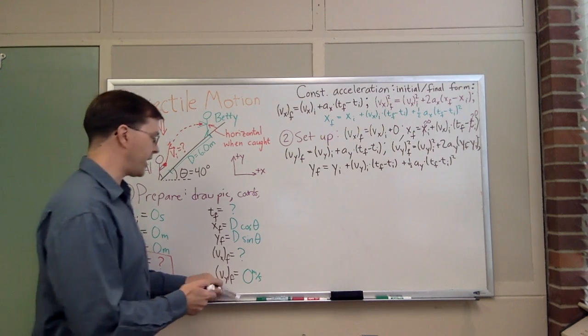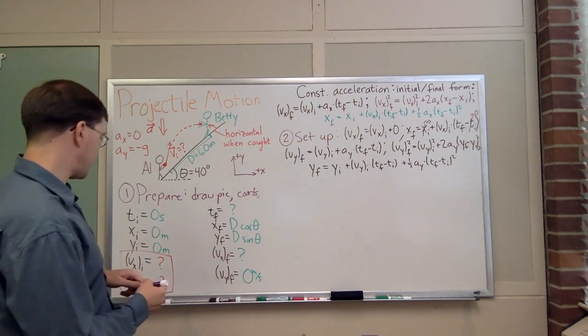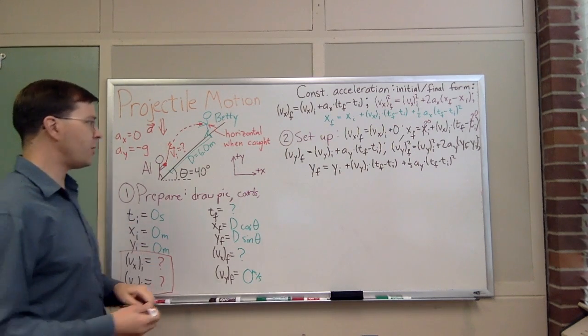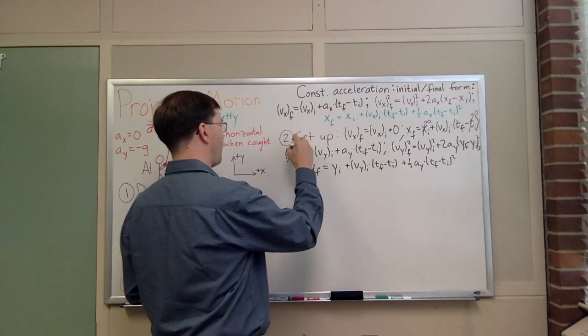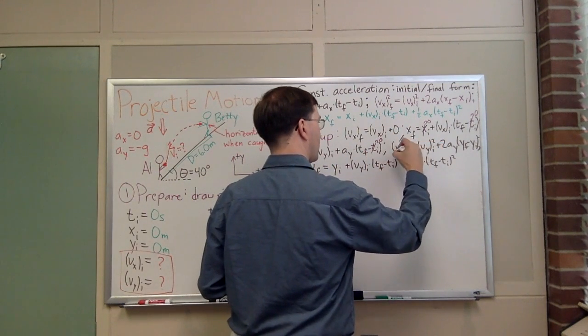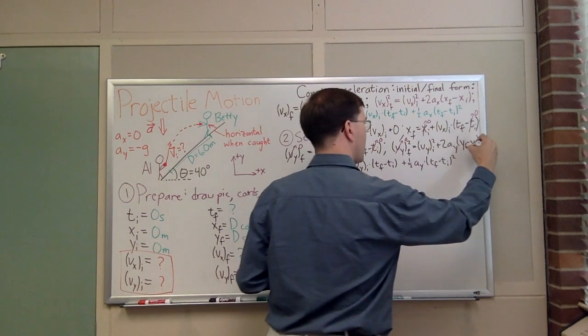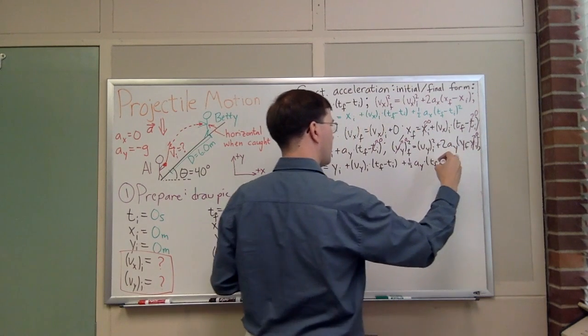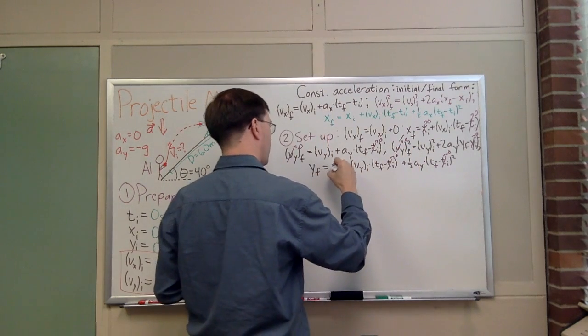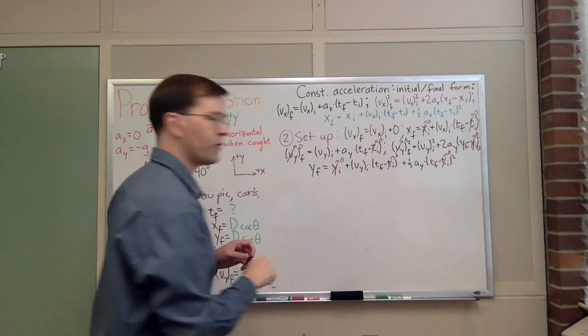And I can simplify again. I can say, what are some of my 0 things? Any of the t, x, and y initial are 0, and Vy final is 0, so that's 0, 0, 0. That's most of what I got, I guess.